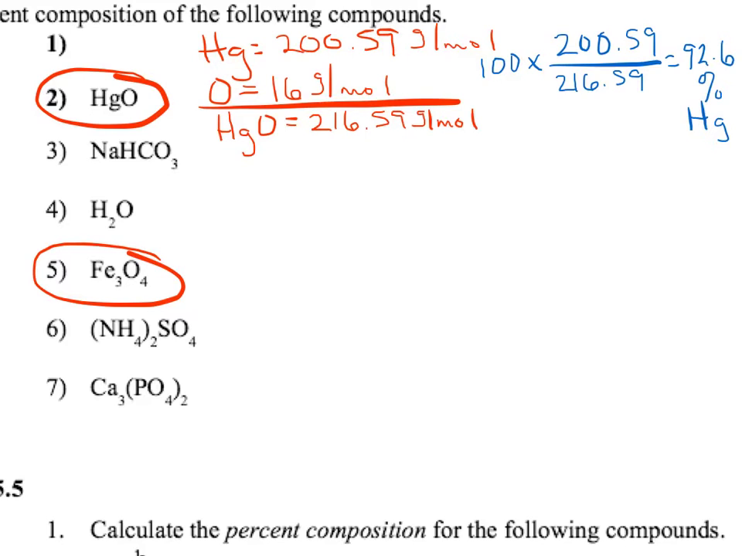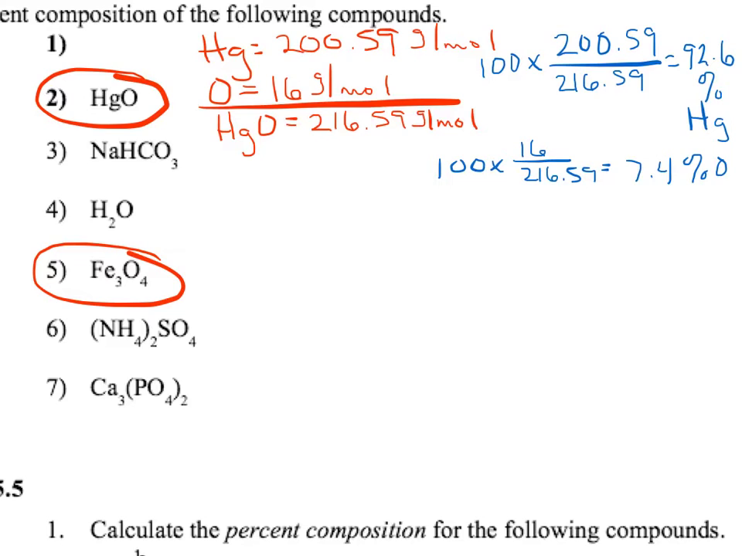For the oxygen, we'll do the same thing. We'll take 100 times 16 divided by 216.59, and that'll give us 7.4% oxygen. So your answers for that one should be 92.6% mercury and 7.4% oxygen.